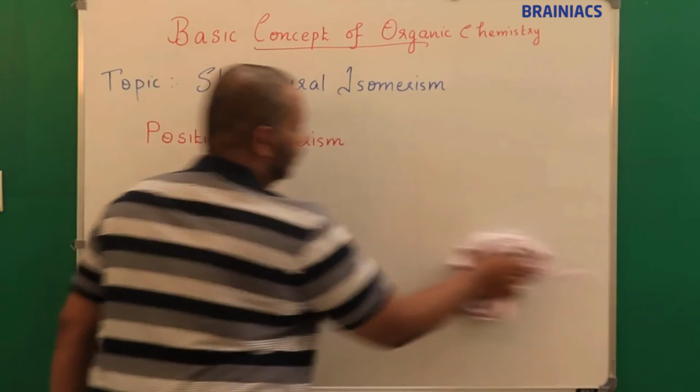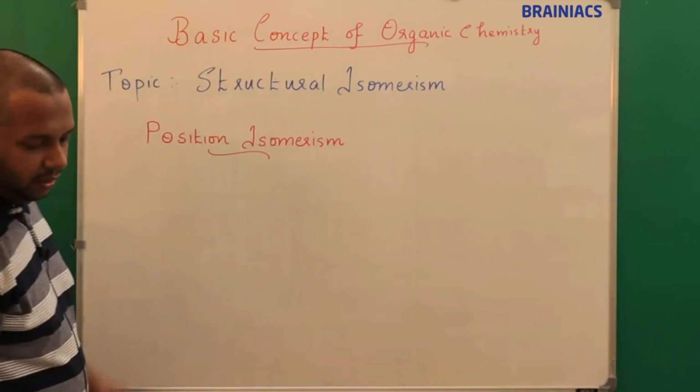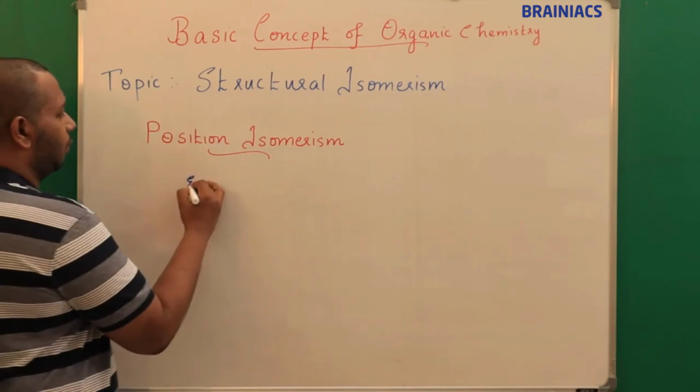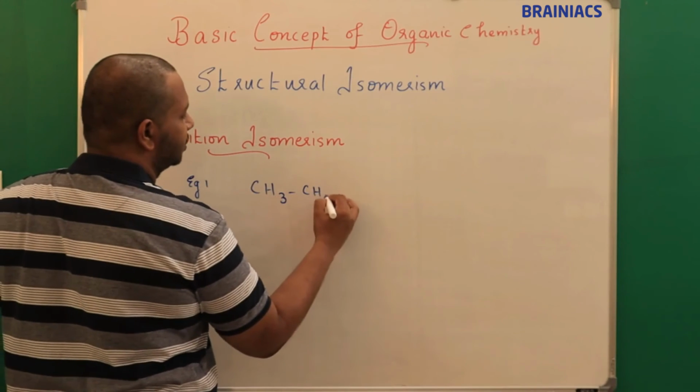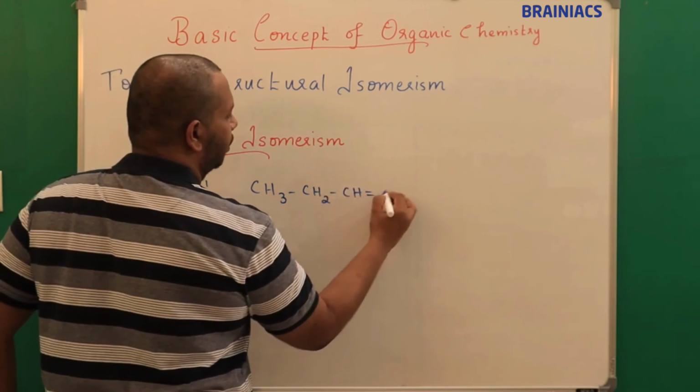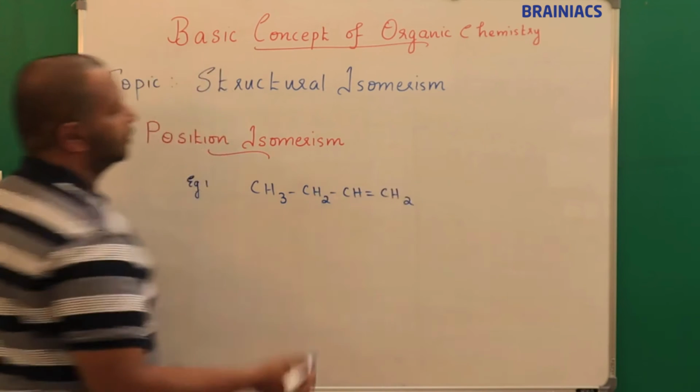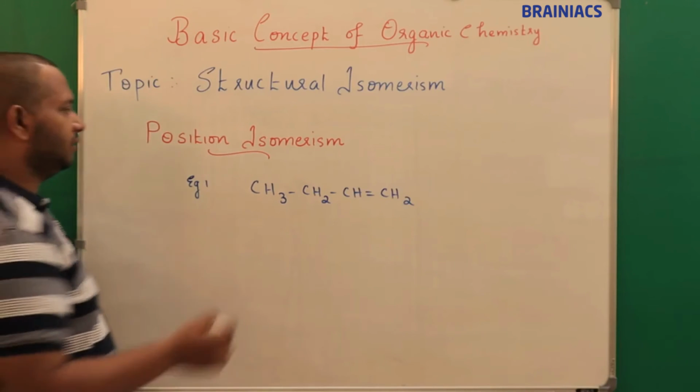That will be useful in school exams. Okay, so let's say the first example, example 1. I am writing CH3 CH2 CH double bond CH2. This is the first example. Now can you tell me what is the name of this?